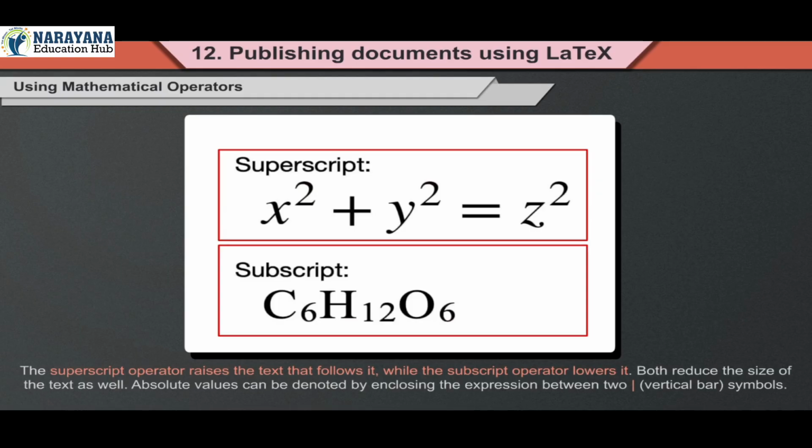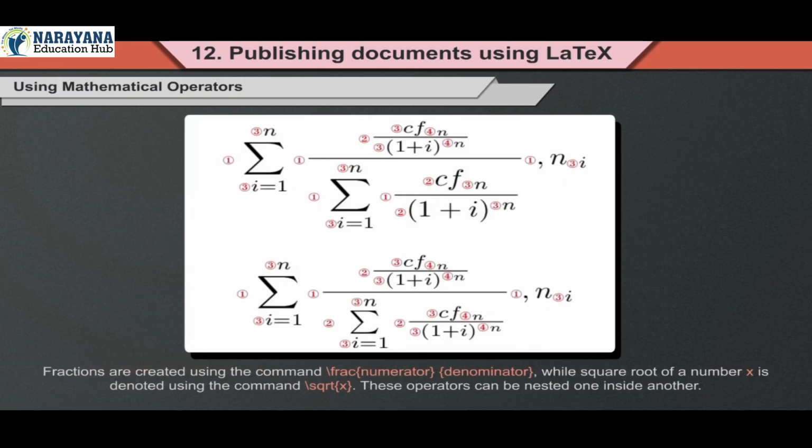Absolute values can be denoted by enclosing the expression between two vertical bar symbols. Fractions are created using the command \frac{numerator}{denominator}, while the square root of a number x is denoted using the command \sqrt{x}. These operators can be nested one inside another.